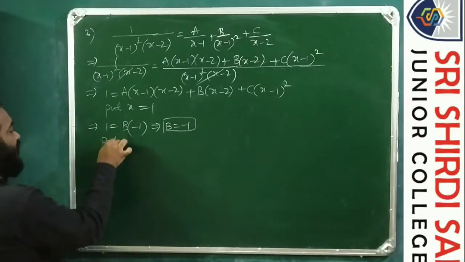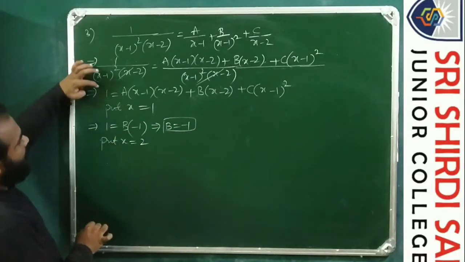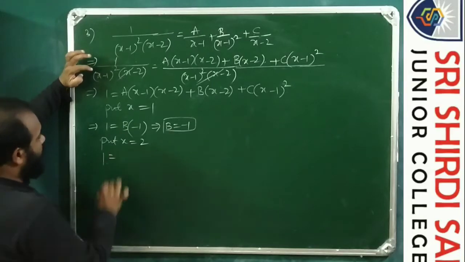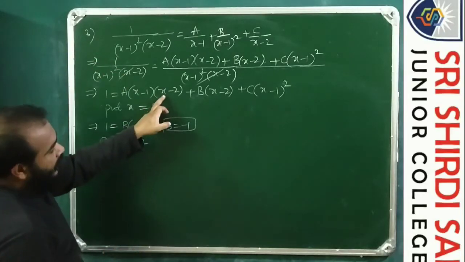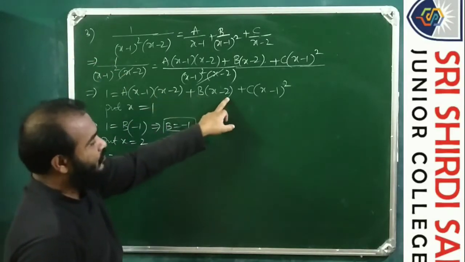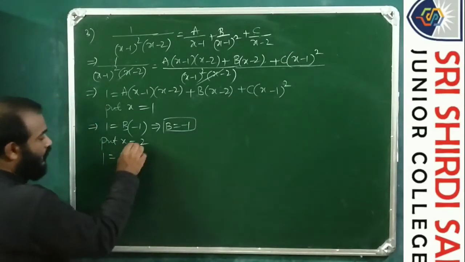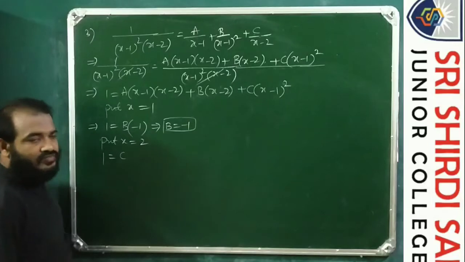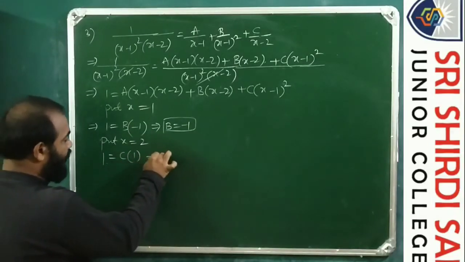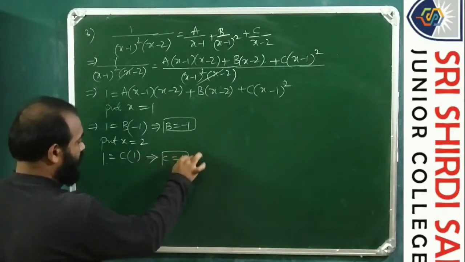Now put x equal to 2. Substitute. 1 is equal to, here 2 minus 2 is 0, 2 minus 2 is 0. So we are left with the last term. C into 2 minus 1 whole square is 1 square. So from this C is equal to 1.